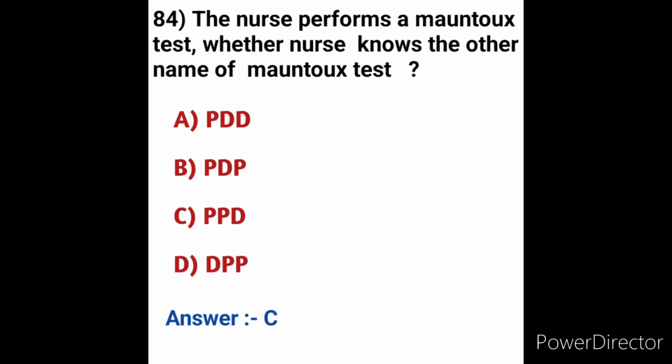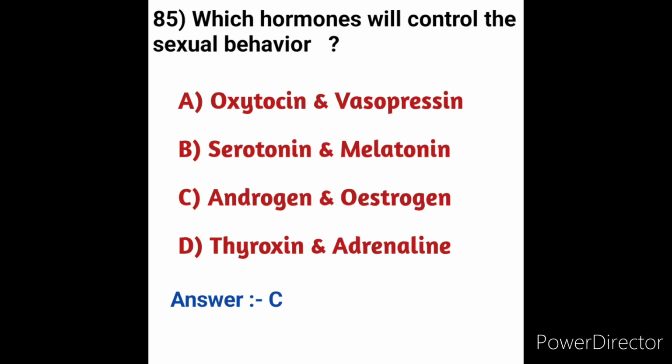Next we will move on to question number 85. Which hormones control sexual behavior? We will see the options here. Option A oxytocin and vasopressin. Option B serotonin and melatonin. Option C androgen and estrogen. Option D thyroxine and adrenaline.